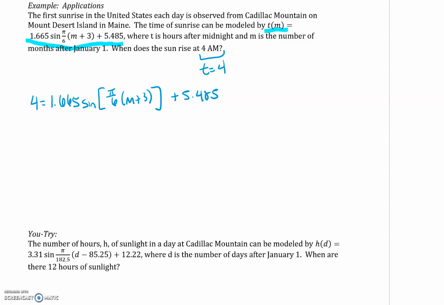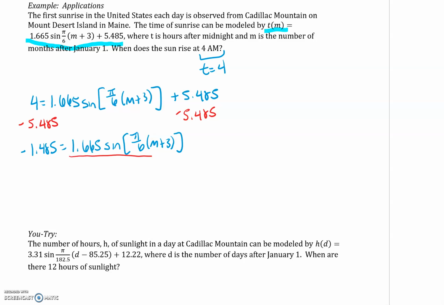What I would do is just start solving like I normally would, right? Take away this 5.485 because remember we want to isolate the sine. So then I'm going to get negative 1.485 equals 1.665 sine of that entire thing. And slowly just work my way toward getting sine by itself, right?